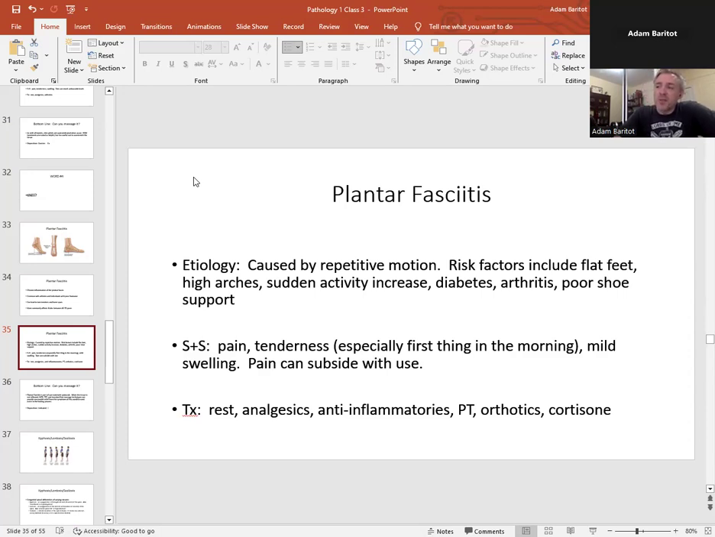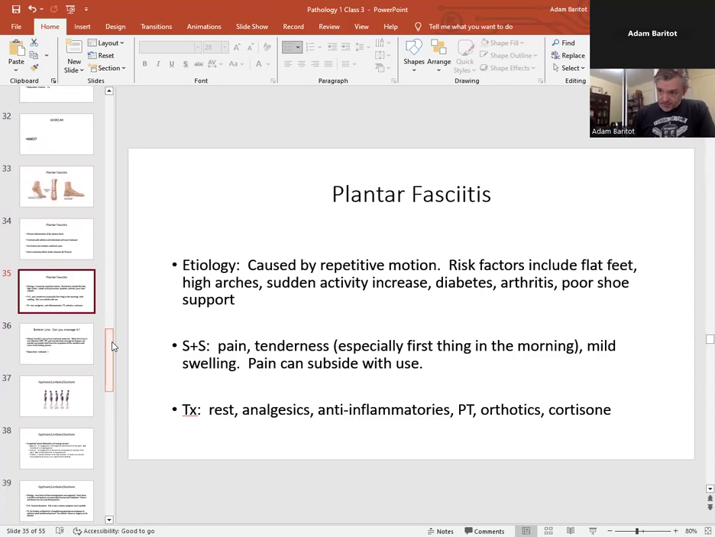Signs and symptoms with plantar fasciitis: pain and tenderness, especially first thing in the morning, mild swelling, and pain does subside with use. So one of the things we tell you to do is possibly roll your foot out with a tennis ball first thing in the morning, or put your feet directly in sneakers straight out of bed. That can take some of the pressure off of your arch. Other Western treatments include rest, of course, analgesics and anti-inflammatories, drugs, that is, physical therapy, orthotics, and in extreme cases, a cortisone shot to the foot.